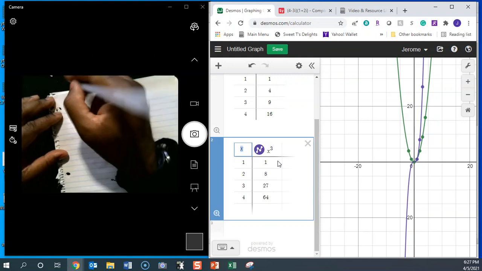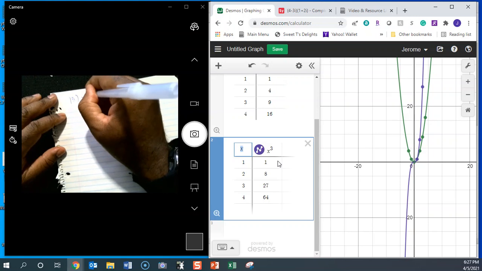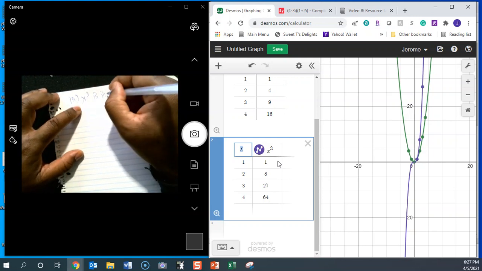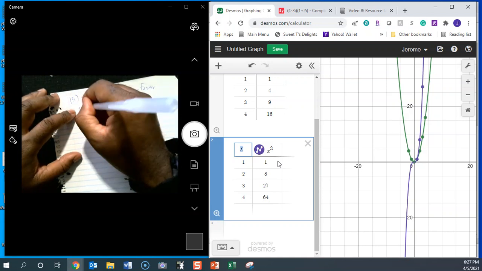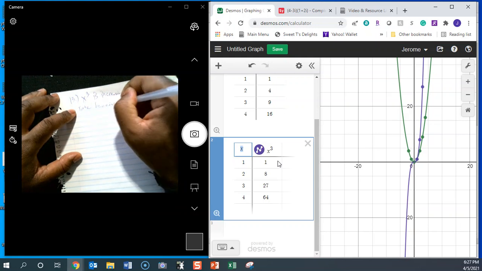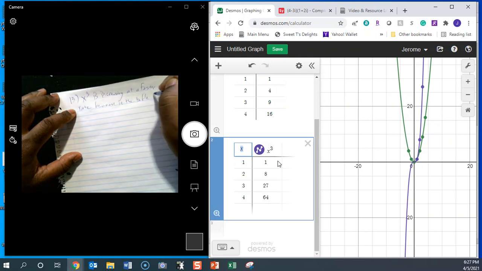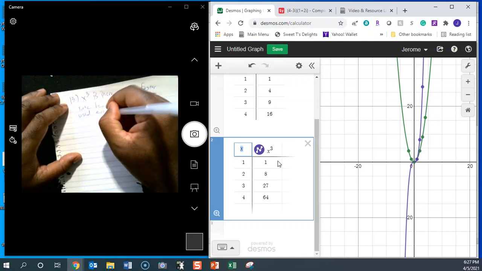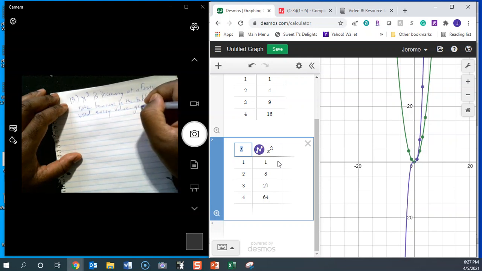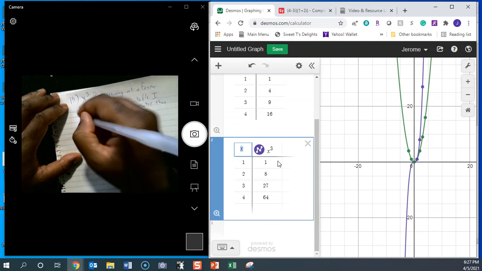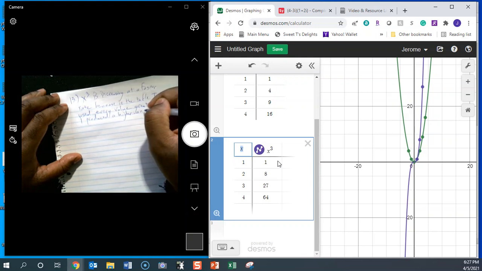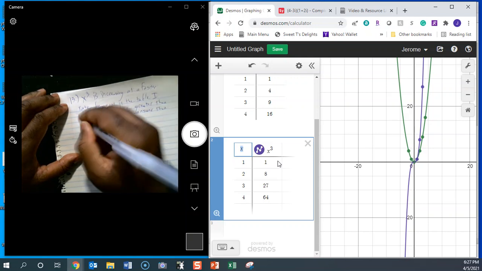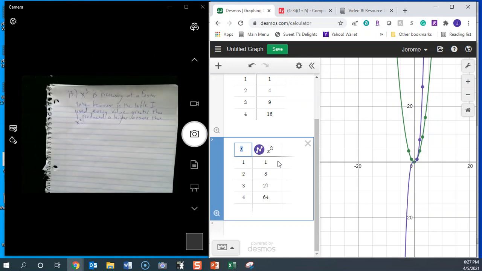So you could say here, and that was problem 13, x cubed is increasing at a faster rate because in the table I used, every value greater than 1 produced a higher answer than x squared. And that's how you could do it using your graphing calculator.